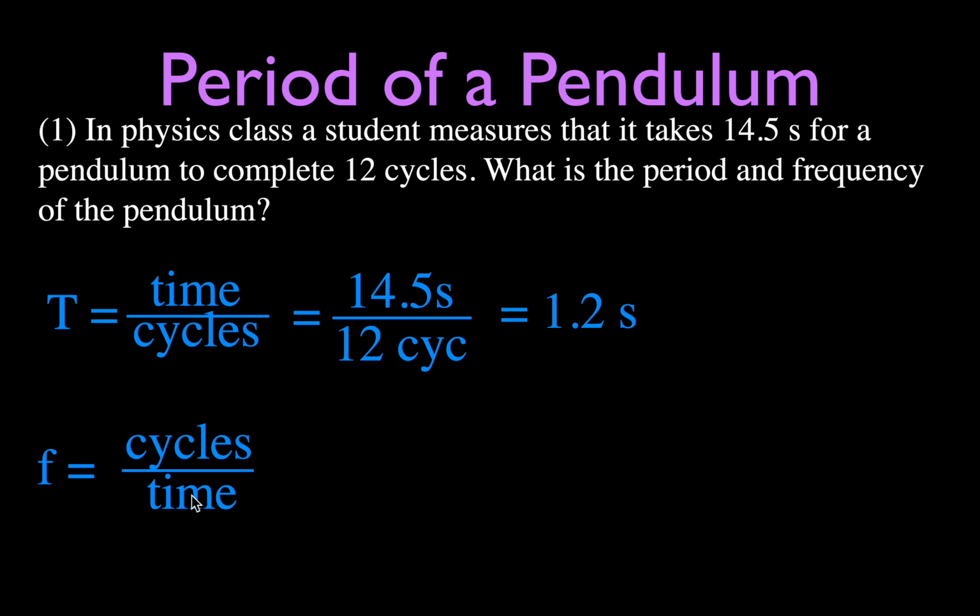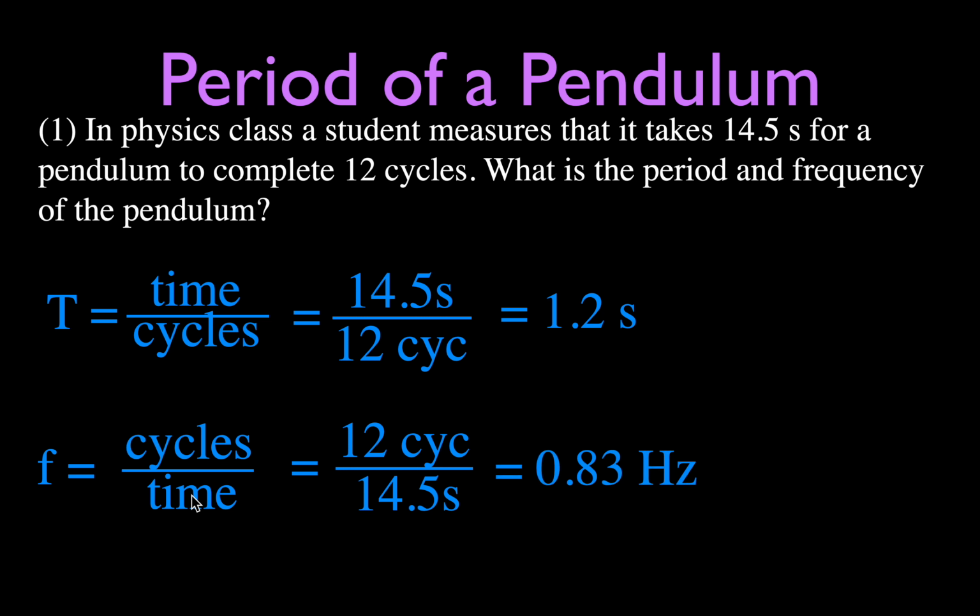The frequency is just the inverse of that. It's the number of cycles in the unit of time, so 12 divided by 14.5 seconds. You get the frequency is 0.83 hertz, or 0.83 cycles per second.